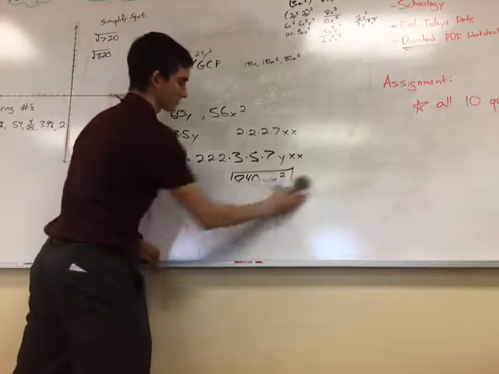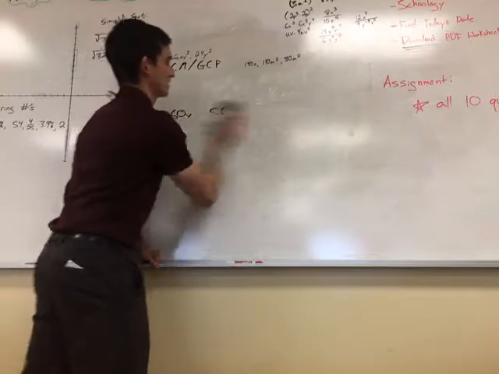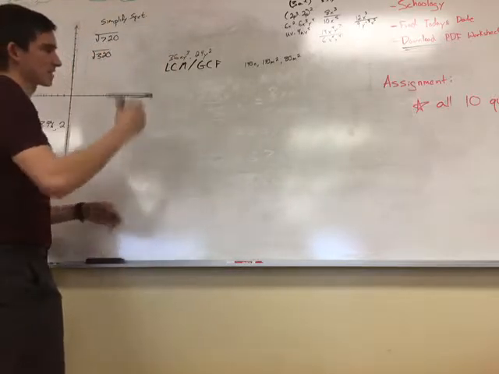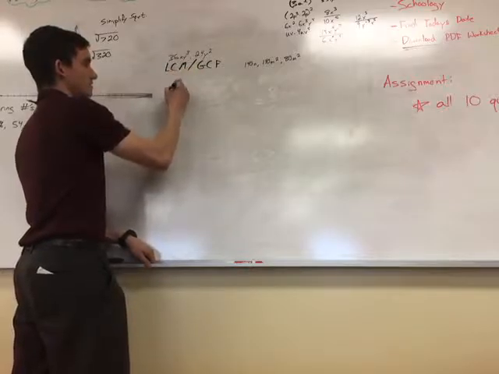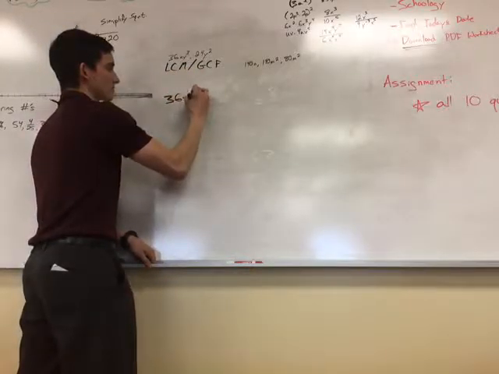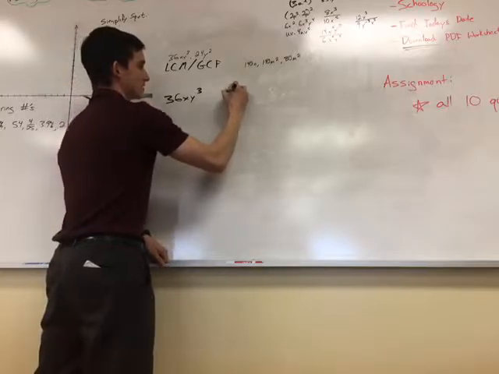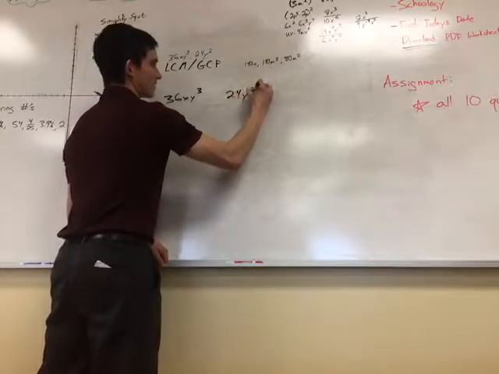Okay, let's do another example. Total different example. And I hope I multiplied that out right. You can check it on your own calculator if you want. Okay, let's do these two. 36xy cubed and 24y squared.